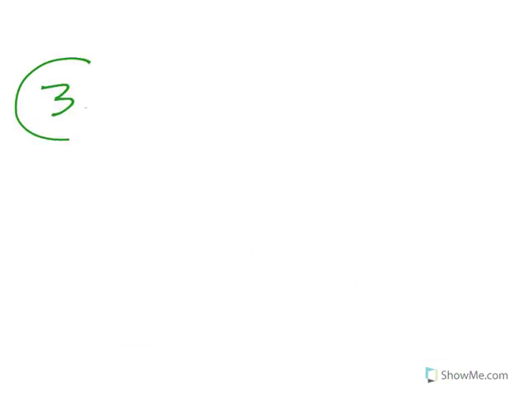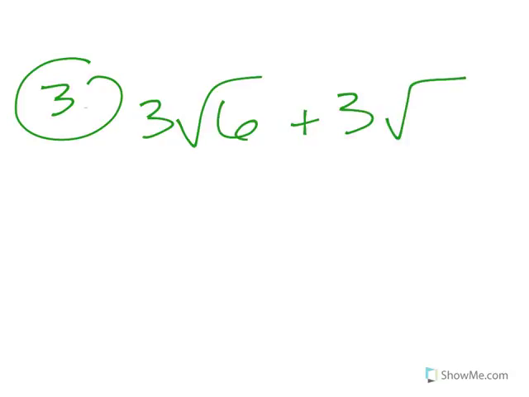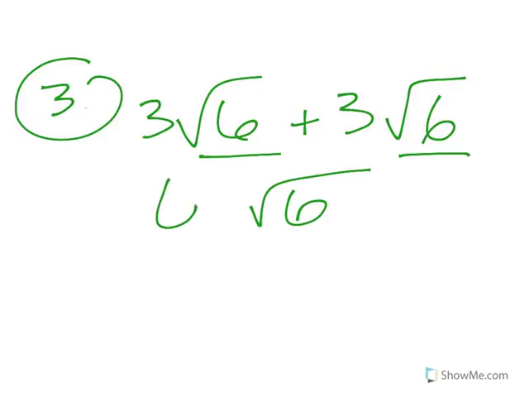Okay, number 3 is easy because you have 3 square roots of 6 plus 3 square roots of 6. You have the same radicand, 6 and 6, so you keep the square root of 6, and you just add the 3's together, and you get 6 square roots of 6.